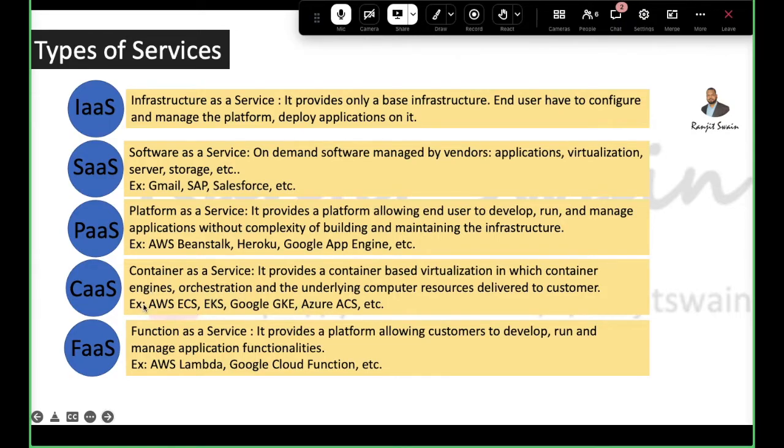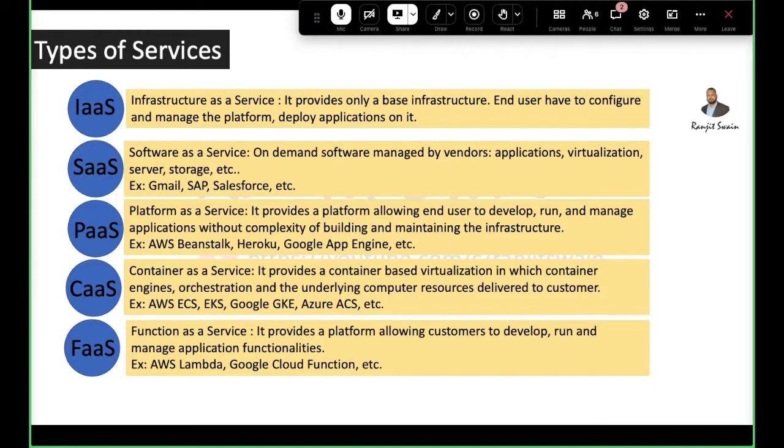This container-based service is managed by the provider, not by Google only. Google has its own, AWS has its own, Azure has its own services. So you don't have to set up any container services yourself. You are just going to get their services and use them. But I will show you from scratch how you can create your own containers and use them, also in our container classes.